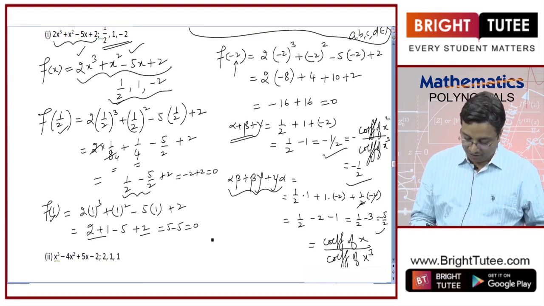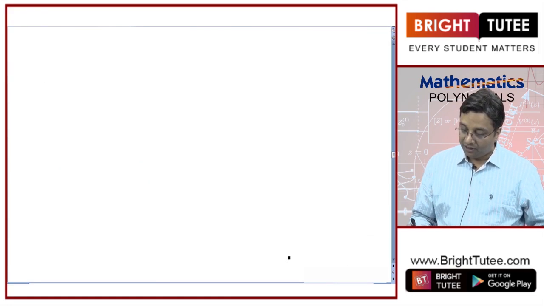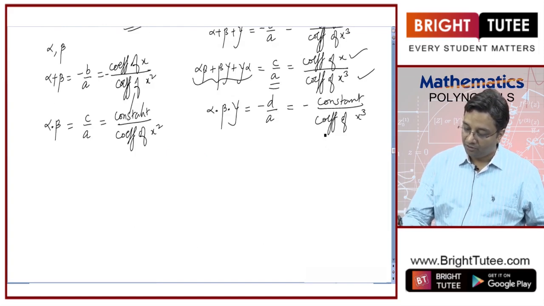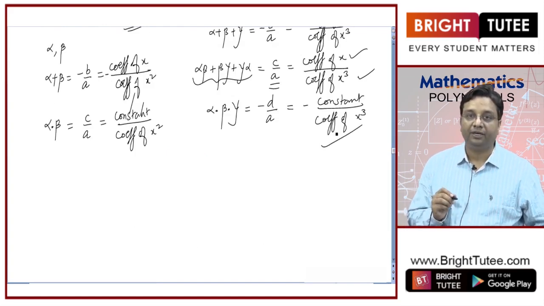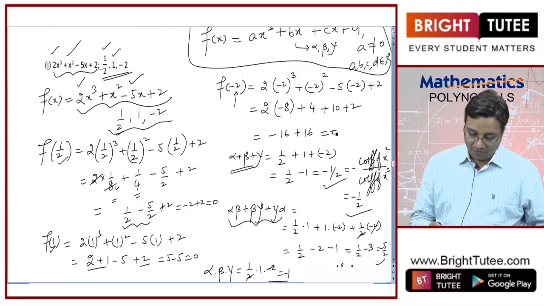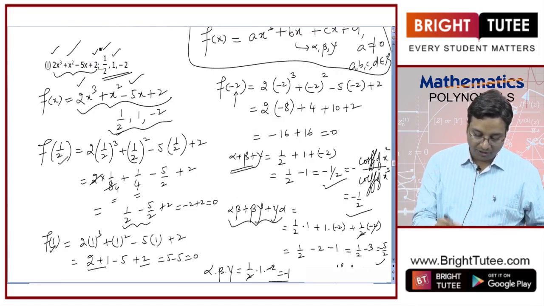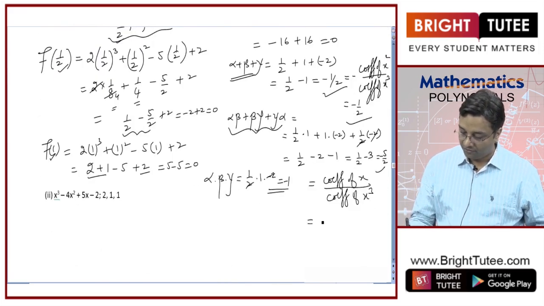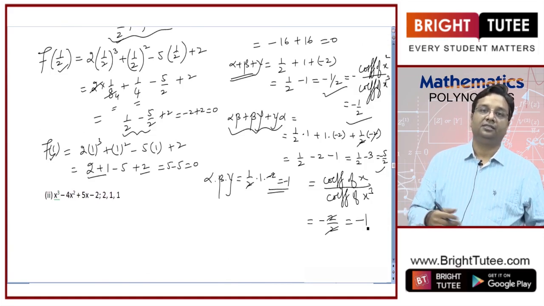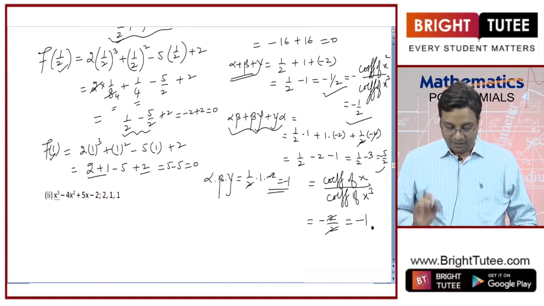Now look at alpha into beta into gamma. What is alpha into beta into gamma? 1 by 2 into 1 into minus 2. So it is minus 1. And what is it in our relationship? It should be equal to negative constant term divided by coefficient of x cube. What is constant term here? Constant term is 2 and coefficient of x cube is 2. So minus of 2 by 2, which is equal to minus 1. Hence this relationship is also verified, right?